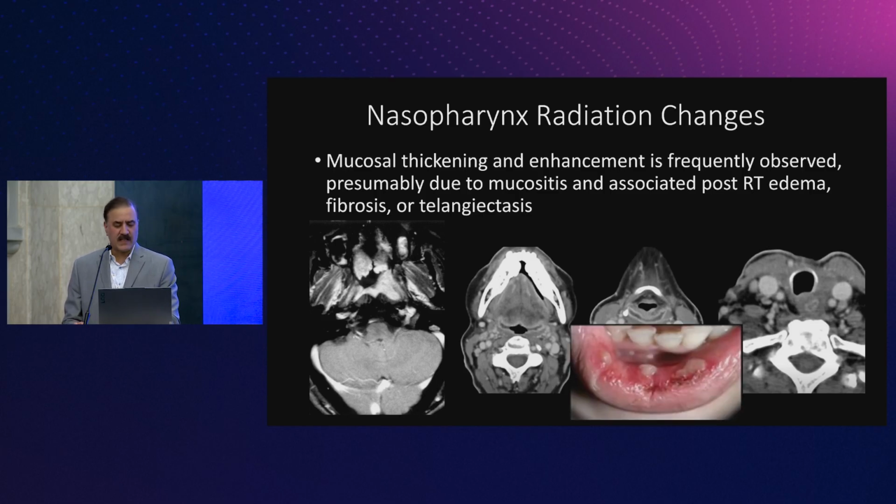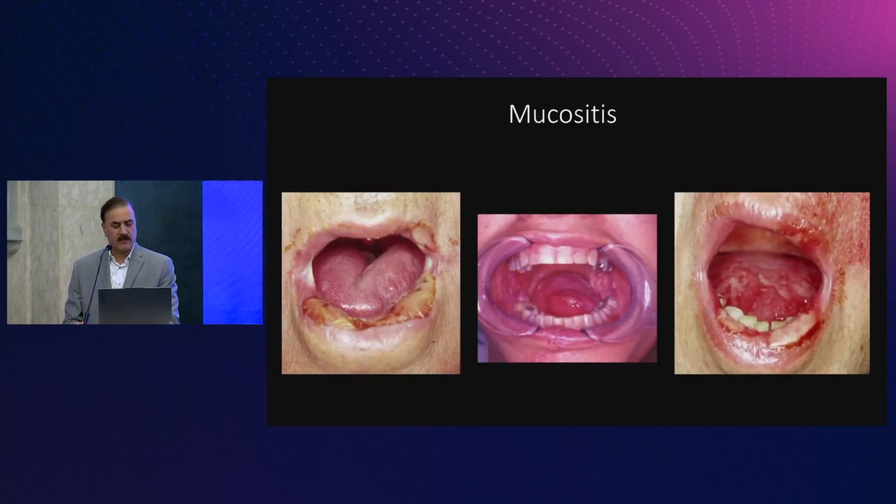Obviously, if they can see it also, this is mucositis that is seen readily, and these are just some examples of what they see when they go in for their routine examination.